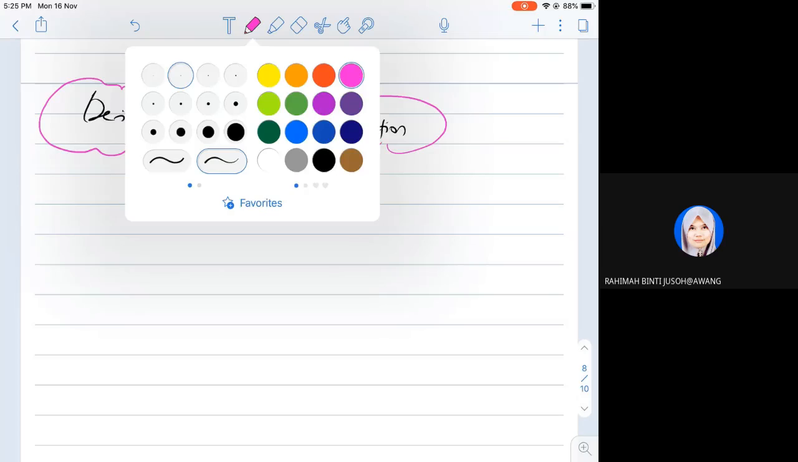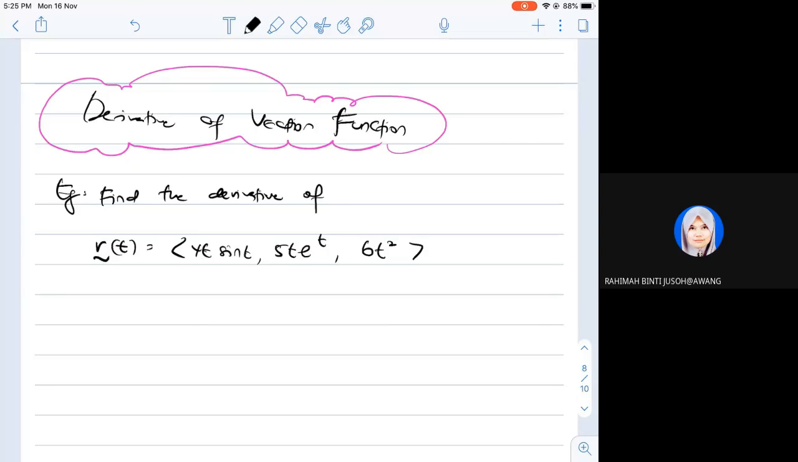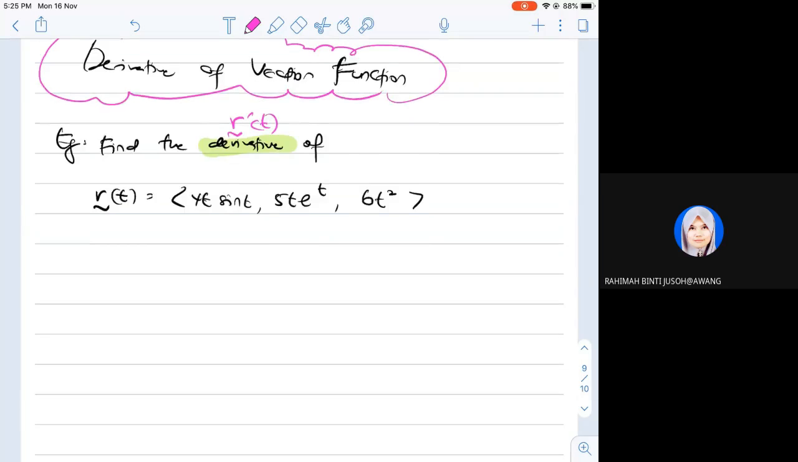Okay, example. Find the derivative of, let's say we have r(t) equals 40 sin t, 5t e^t, and 6t squared. Derivative means you need to find r prime t. You have to differentiate.